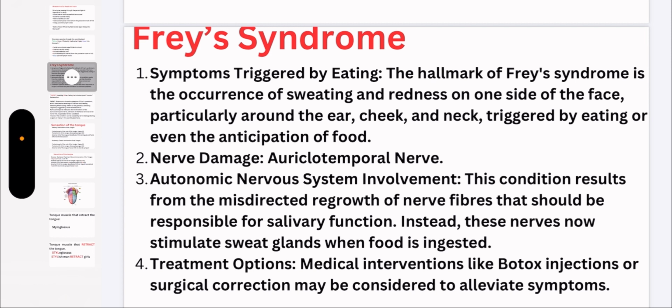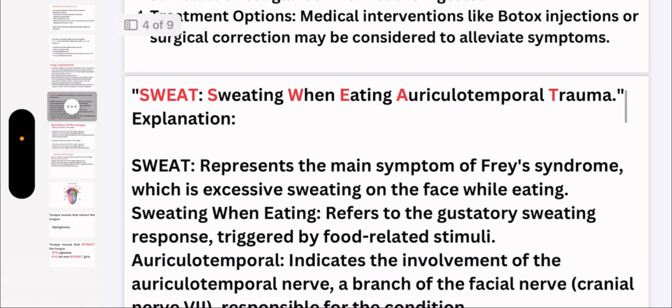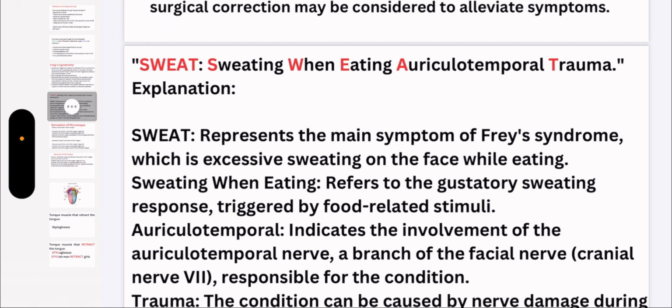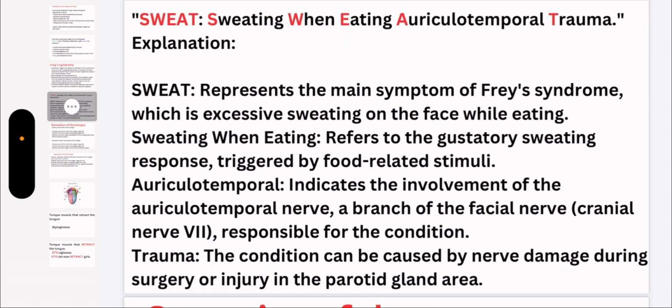Okay, I'm gonna make you remember all of this with just one word, which is SWEAT. And SWEAT here is an abbreviation for sweating when eating, auriculotemporal trauma. So S is for sweating, the W for when, E for eating, A for auriculotemporal, and T for trauma. I'm going to explain it all here.